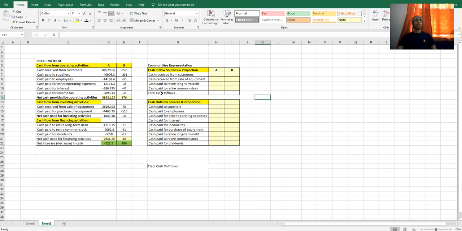So we use total cash inflows here, and we use total cash outflows here. So what we were saying is we indicate the proportion of contribution of each line item to the total cash inflow or outflow both, right?